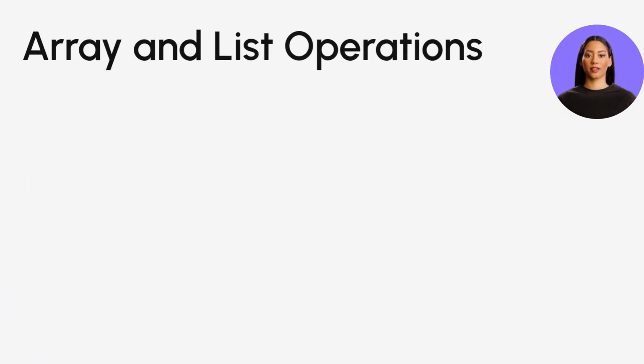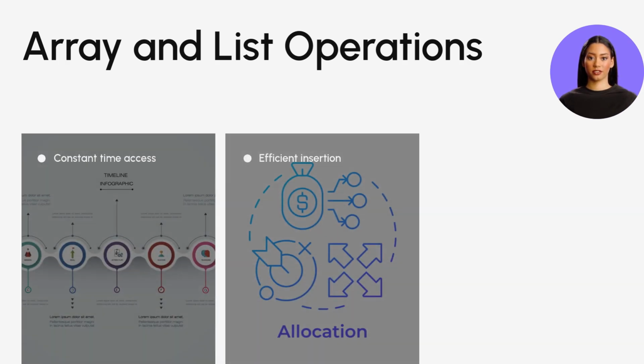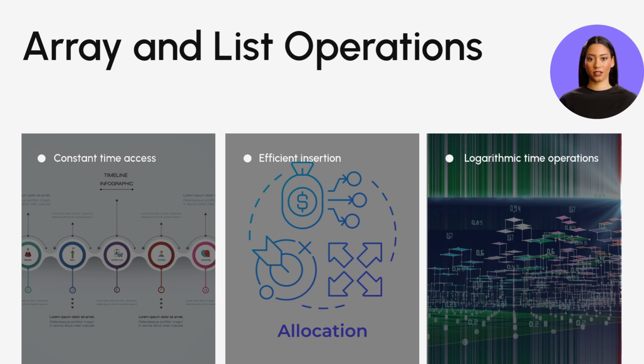Time complexity varies across data structures for operations like access, search, insertion, and deletion. Arrays offer constant time access, while linked lists provide efficient insertion and deletion. Binary search trees offer logarithmic time for operations, while hash tables provide constant time search. Graphs require more complex traversal logic. Understanding these complexities helps in choosing the right structure for specific tasks.